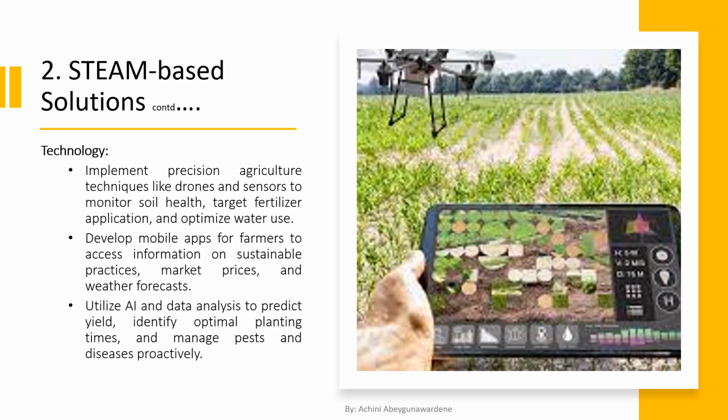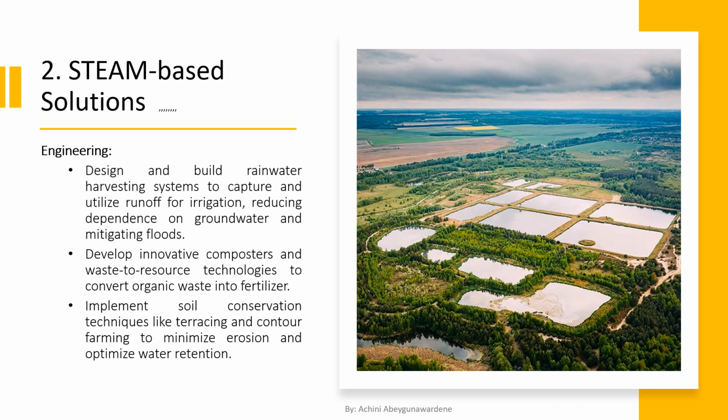The STEAM-based solution using technology. We can implement precision agriculture techniques like drones and sensors to monitor soil health, target fertilizer application, and optimize water use. We can develop mobile apps for farmers to access information on sustainable practices, market prices, and weather forecasts. Also, we can utilize AI and data analysis to predict yield, identify optimal planting times, and manage pests and diseases proactively. Now let's see how we can use engineering as a STEAM-based solution for our problem.